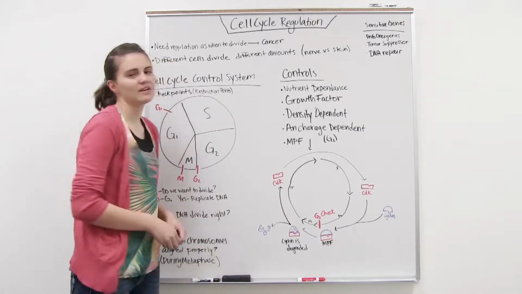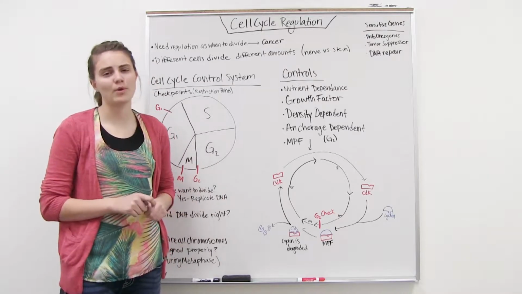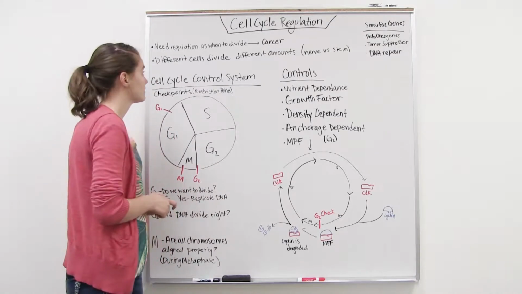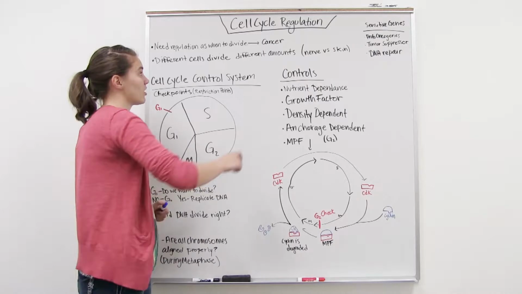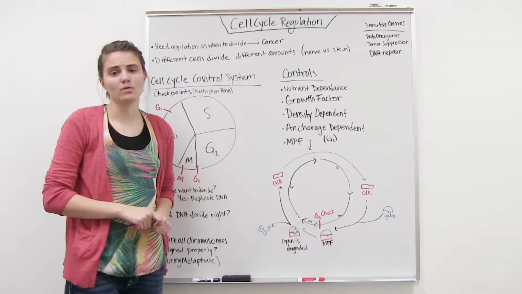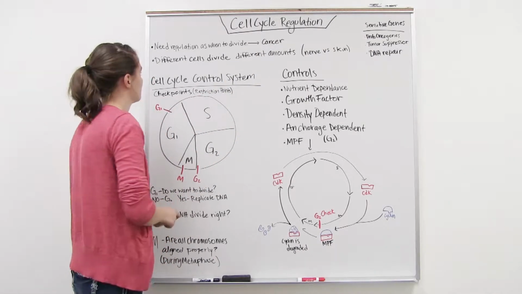But we don't want to be dividing cells all the time. We need to have some way to regulate that division, or else it can cause problems. And one of those primary problems is cancer. It's a result of cells dividing when they're not supposed to.